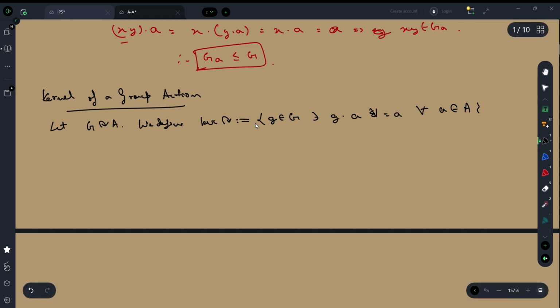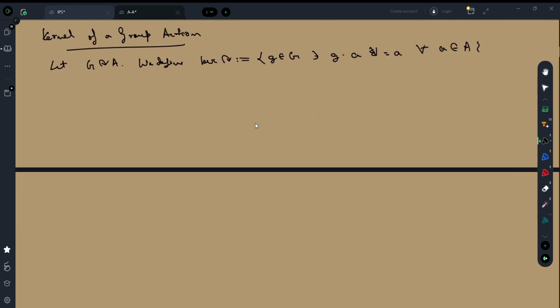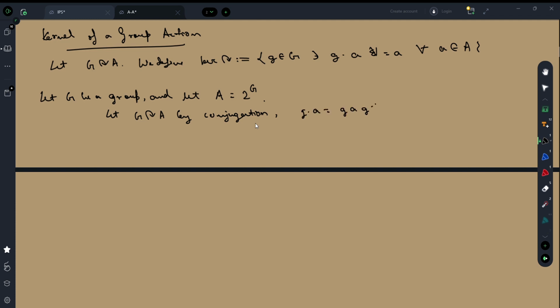Okay, let's start. So what we do is that we fix a group, or rather I should say we choose a group. Let G be a group, and let A be the power set of G. Let G be acting on A by conjugation. So if you quickly recall what action by conjugation is, it's G acting on A as gag inverse. Here these elements A are subsets of G, right?